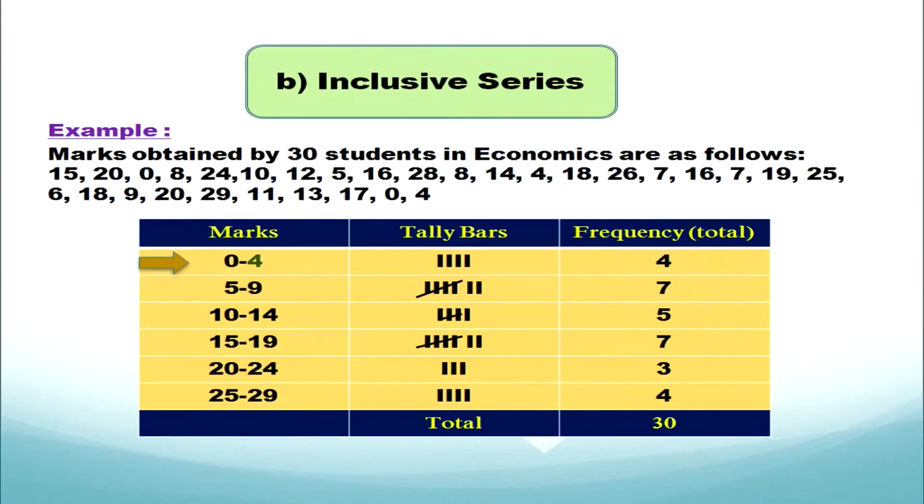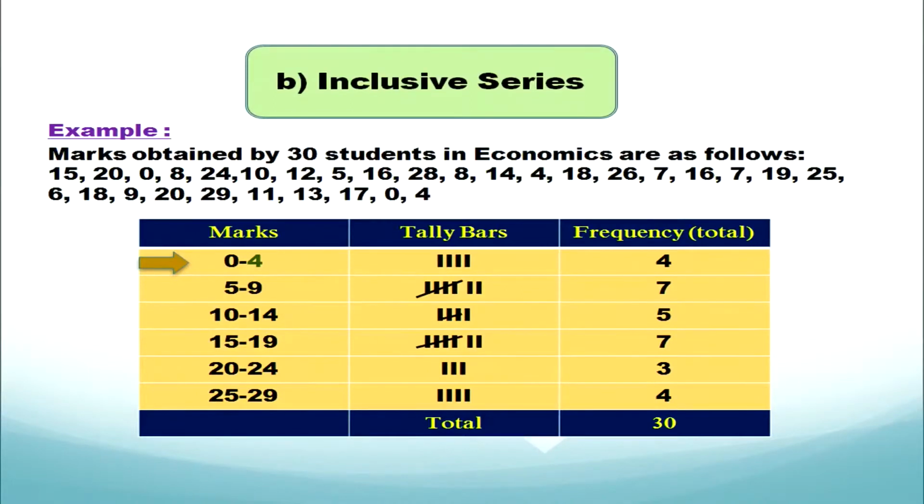Now, students, for the next class I will add 1 to the upper limit. That means 4 plus 1 becomes 5 for the next lower limit. So, 5 to 9, again a gap of 5. Then again 9 plus 1 becomes 10, 10 to 14, again a gap of 5. Likewise, we are going to construct all the classes. Now, once I have constructed the classes, the next step is to count the tally bars.